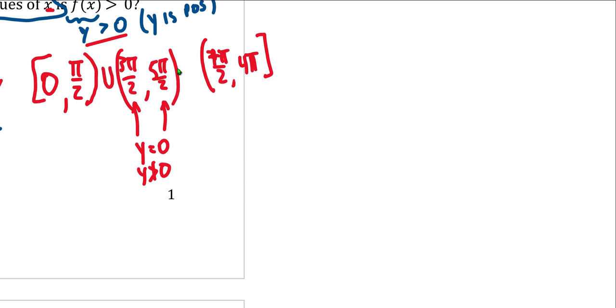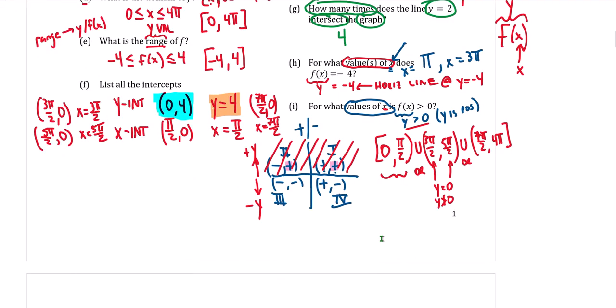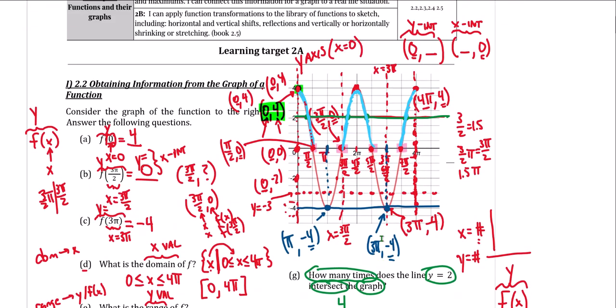And then what we're going to do between these is put some U's indicating the union of these sets. In other words, x could be between 0 and pi over 2, not including pi over 2, or x could be between 3 pi over 2 and 5 pi over 2, not inclusive, or x could be between 7 pi over 2 and 4 pi, including 4 pi, but not including 7 pi over 2. So those are the x values. That interval notation there represents all of the different x values where your y values will be positive.